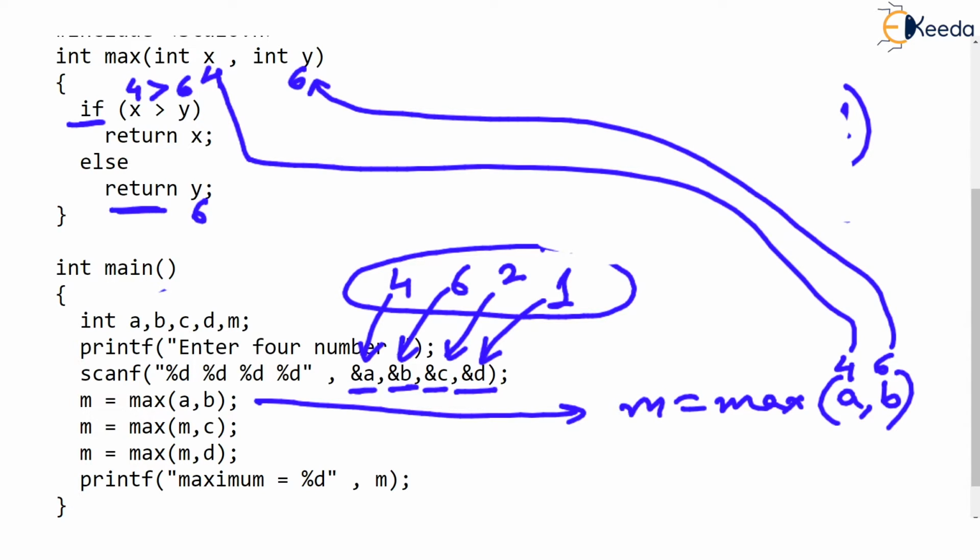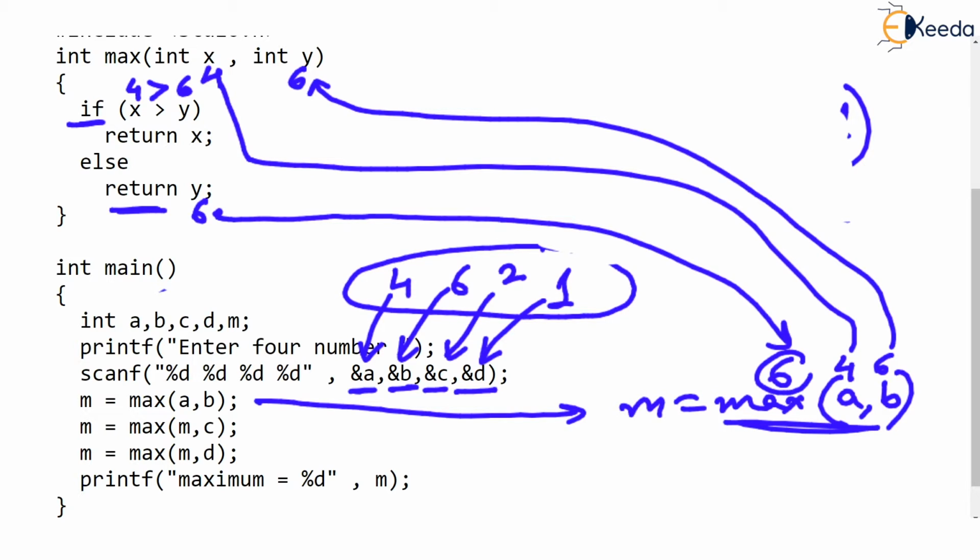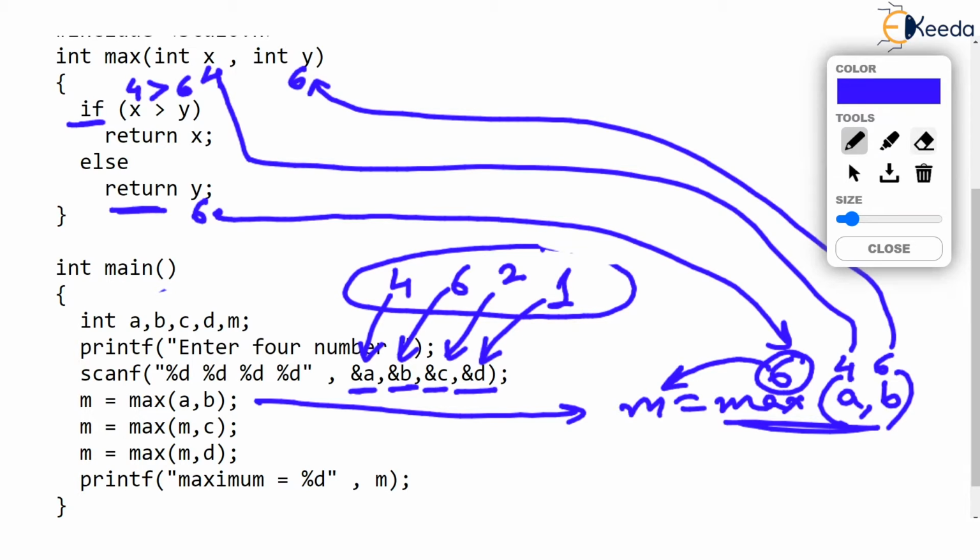And remember, please remember, this 6 will be returned at the call. Always remember this. So this right hand side gets evaluated to 6 and then 6 gets stored in m. Indeed, now m is the largest between a and b. m is the largest, that is 6, between a and b. I hope you are understanding. So what do we do now?